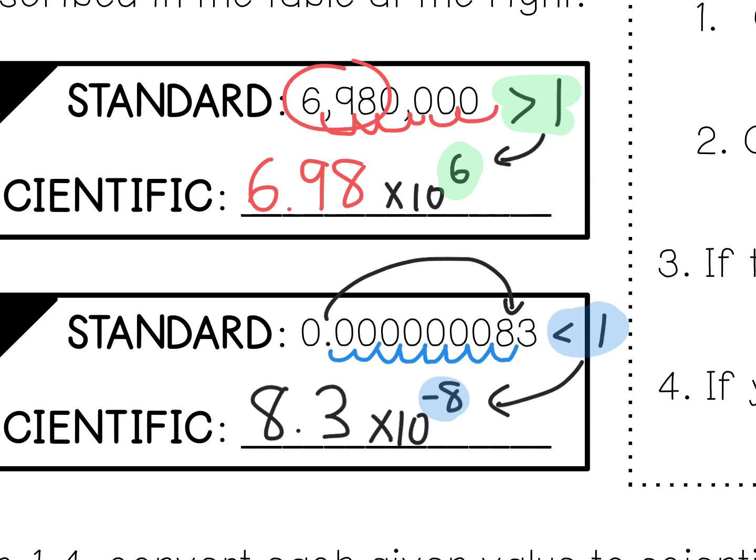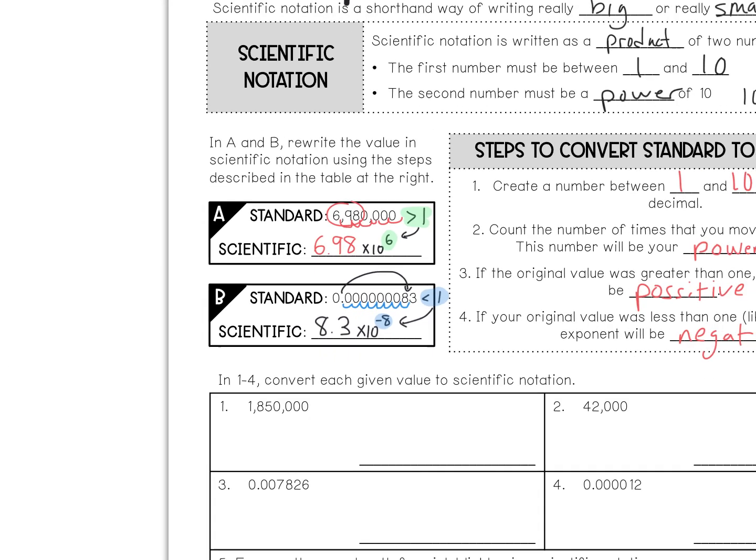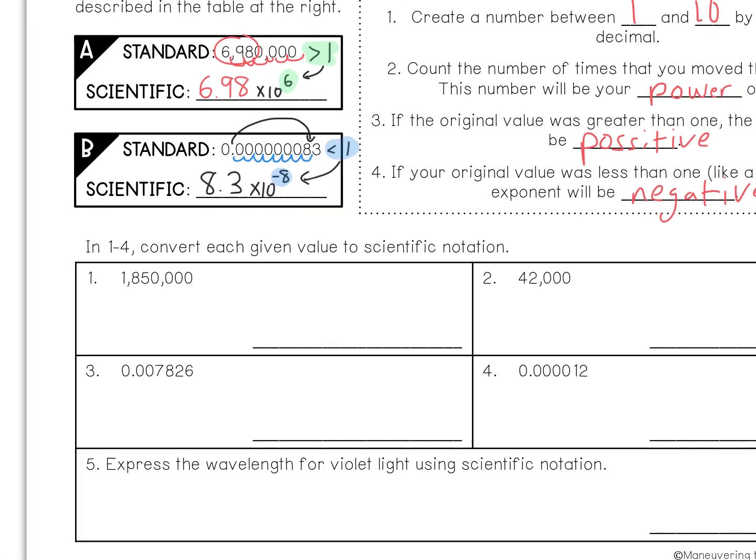So, positive, bigger than 1, you get a positive. Smaller than 1, you get a negative. And that's it. That's all we're doing. Okay? So let's try a few more.